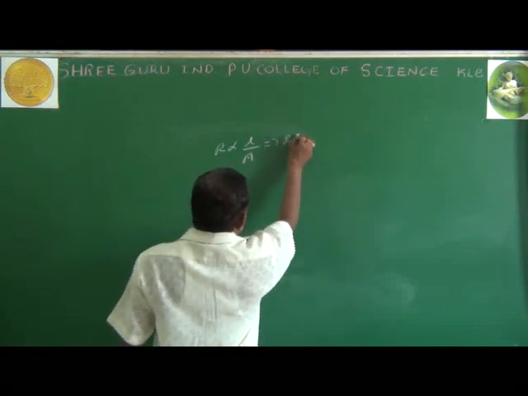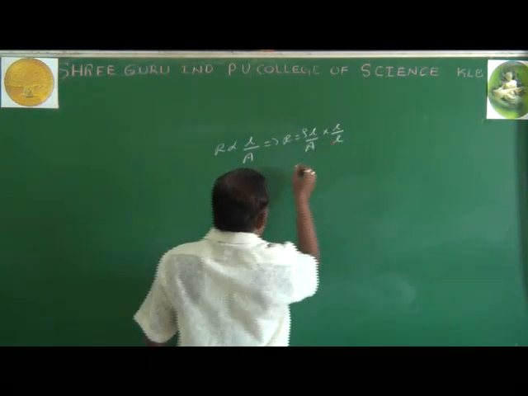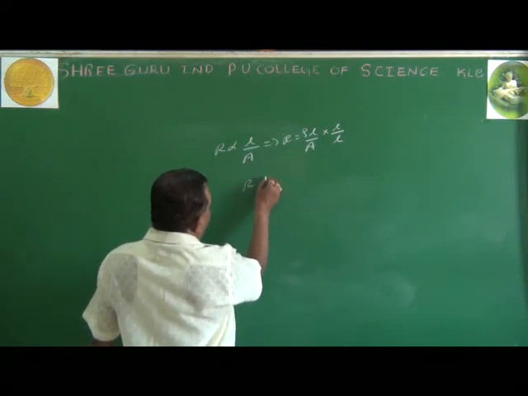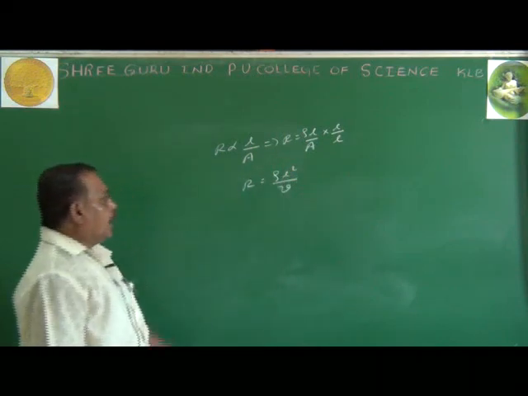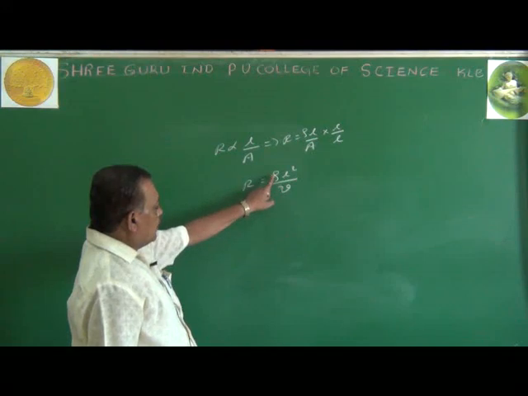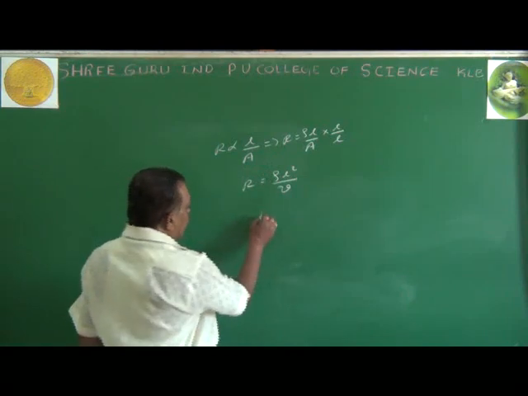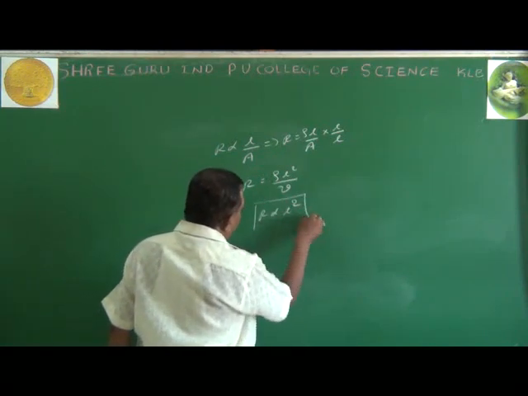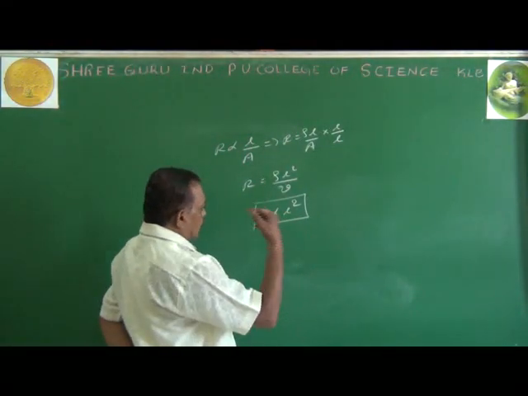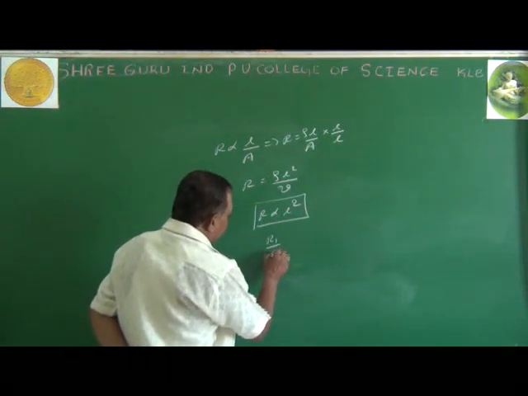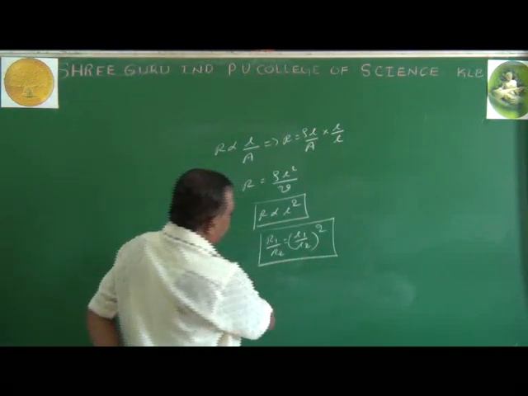If I write R equals rho L by A, since volume remains constant, multiply and divide by L. So R equals rho L square by volume. Then rho and the volume of the material remain constant, so R is directly proportional to L square. If I take two wires of the same material after stretching, R1 by R2 equals L1 by L2 whole square. It is in terms of length.